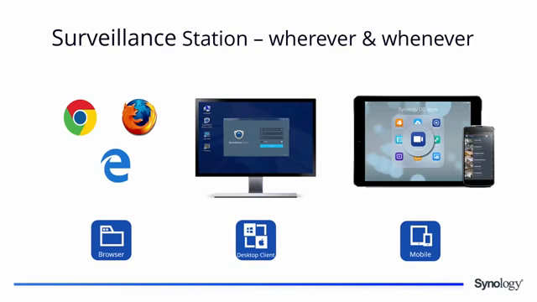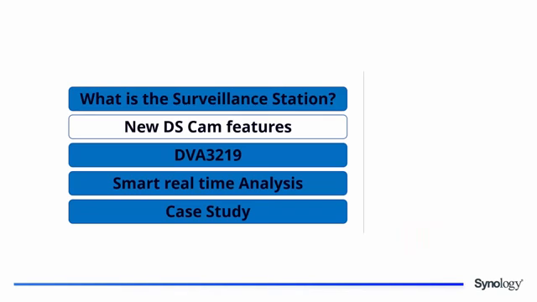Lastly, in order to access your surveillance deployment remotely or on the go, you can also do so with your smartphone or your tablet using the DSCam application, which is available on iOS and Android devices. When it comes to the functionality of this app, I'm going to talk about it in more details in this video. So like I said, in this section we will see the new features of our mobile DSCam application.